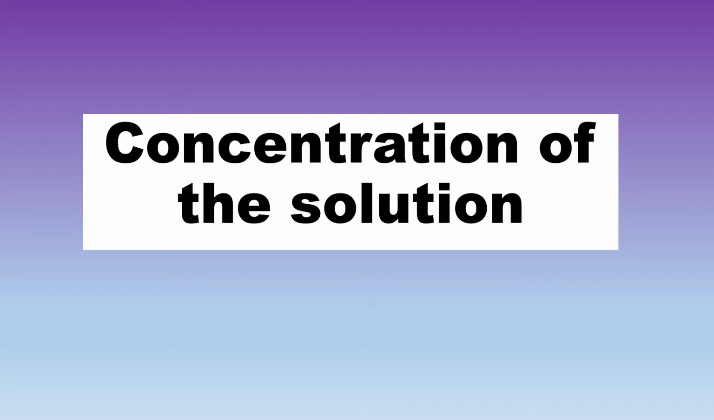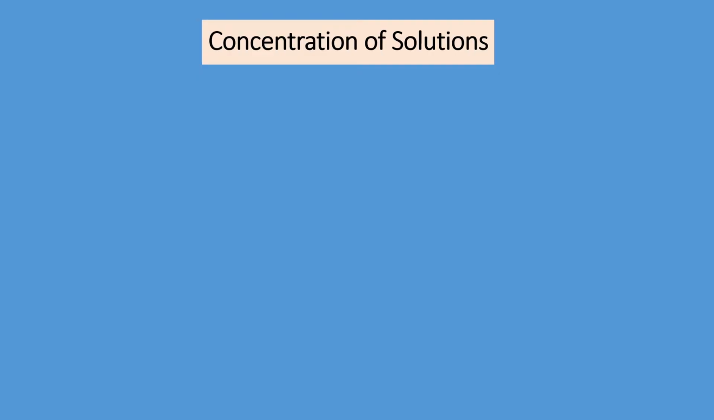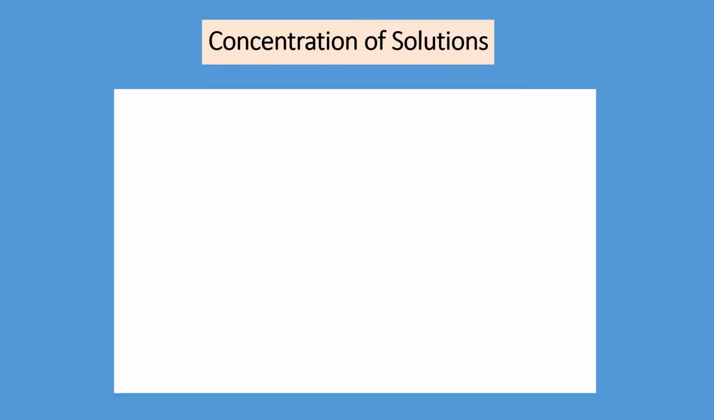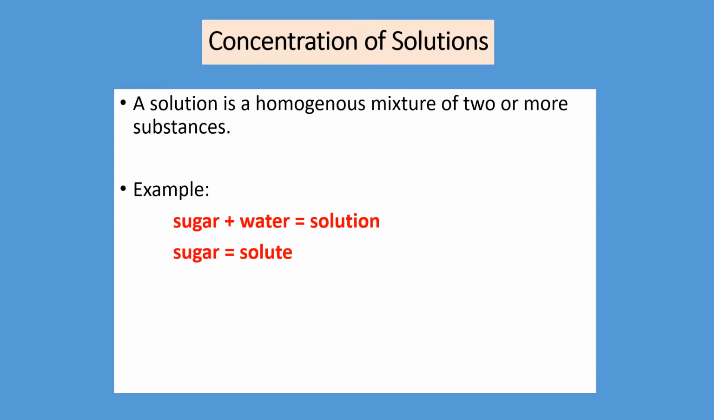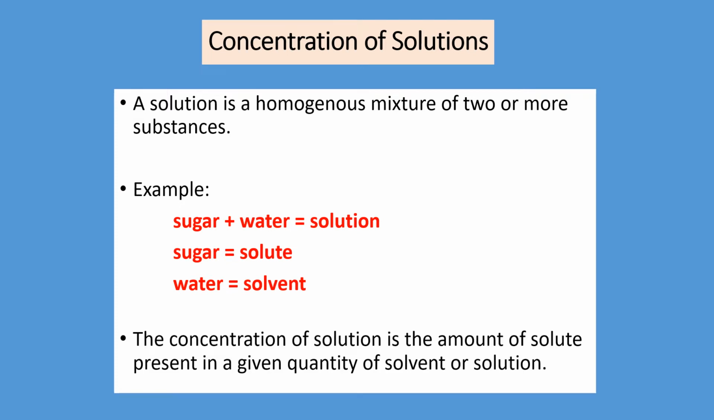Concentration of solutions. A solution is a homogeneous mixture of two or more substances. Example, the mixture of sugar and water will form a solution. Sugar is a solute while water is a solvent. The concentration of a solution is the amount of solute present in a given quantity of solvent or solution.